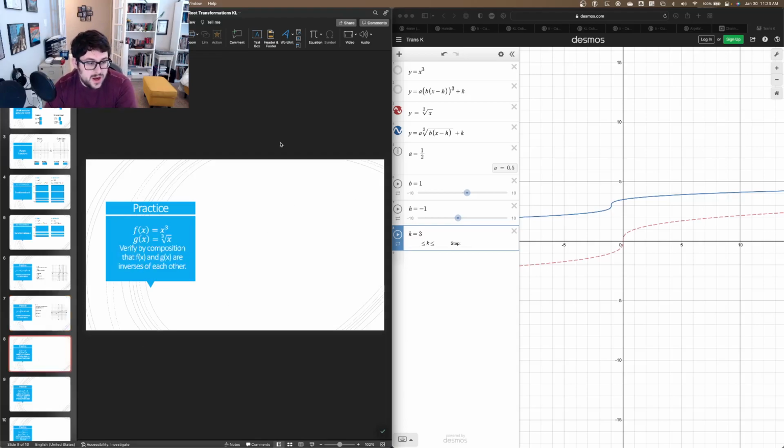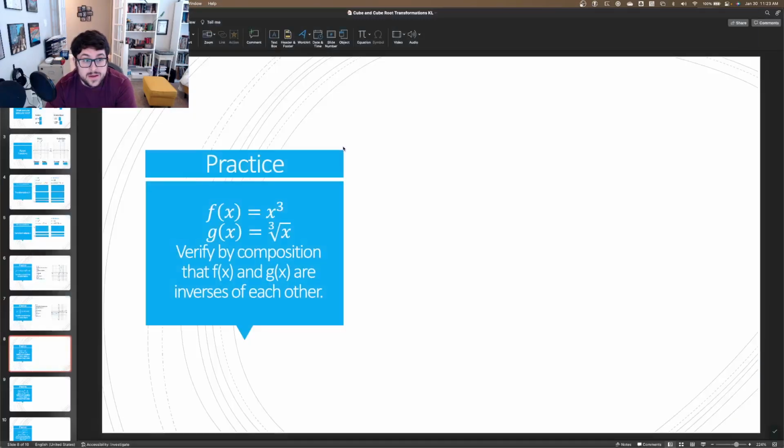Now, let's talk about these verifying compositions. So I'm going to minimize this real quick and let's grab a text box. If I'm going to verify by composition, I'm putting either f of g of x or g of f of x, something like that. One function inside the other. Let's put g of x on the inside. So let's do this. I'm going to insert an equation.